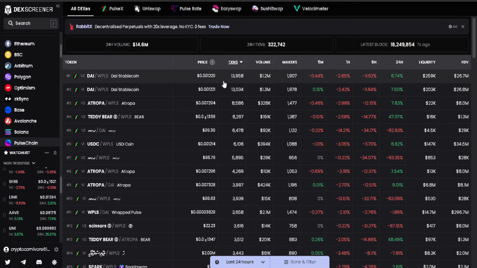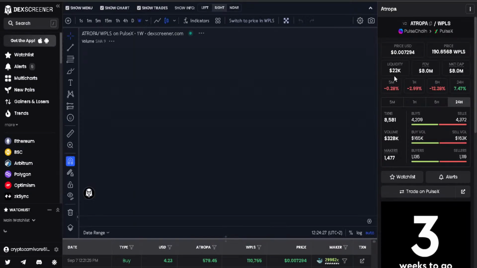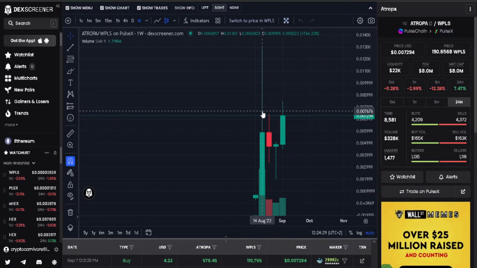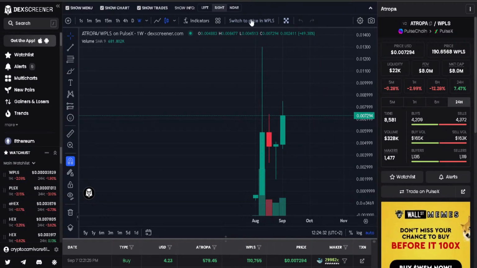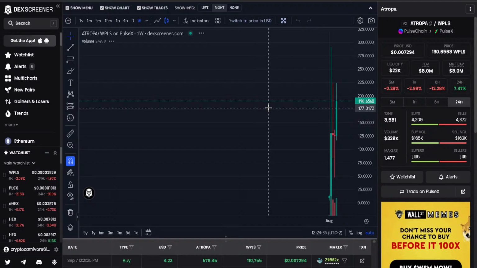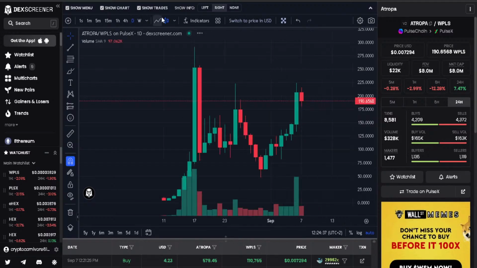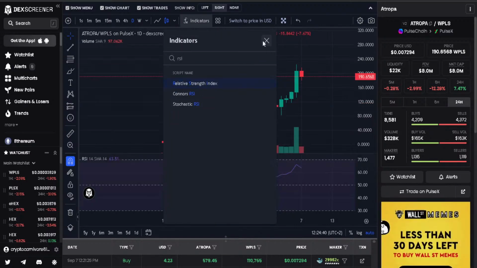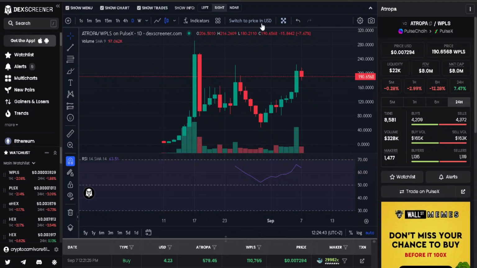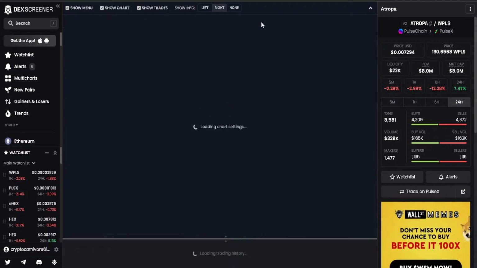This is the two different pools. Together they have 450,000 liquidity. Atropa versus Pulse Chain, only 22k liquidity. The contract admin keys were renounced. Let's pull up the RSI here. Now we can't swap to USD value, swap to Pulse.